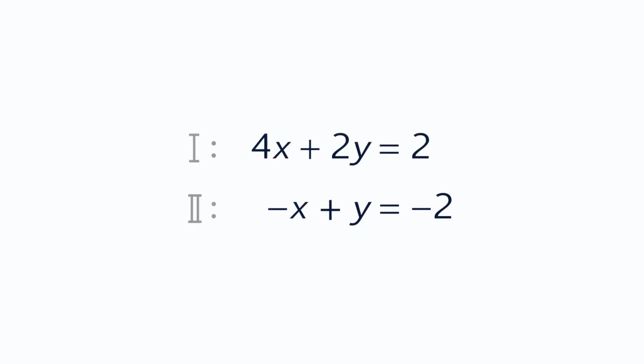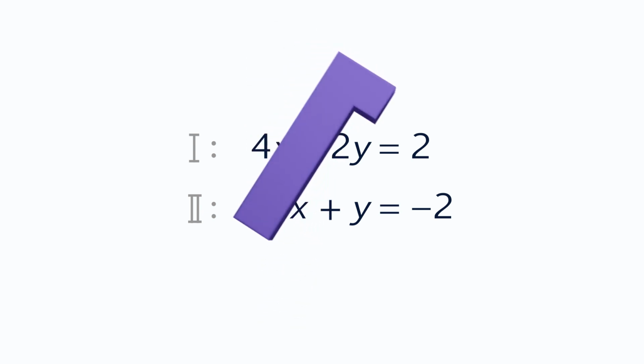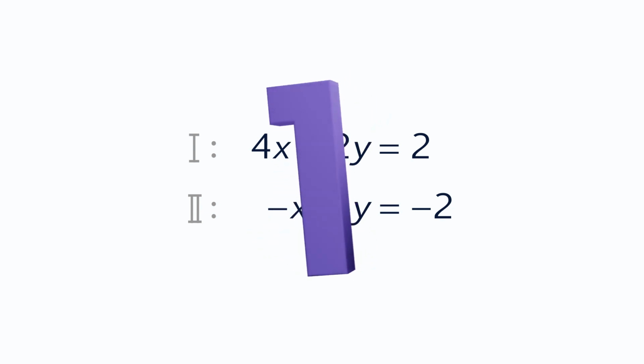Let's look at this system of equations. Equation 1 is 4x plus 2y equals 2. Equation 2 is minus x plus y equals minus 2. Start at step 1. Select one equation and solve for one of the variables.